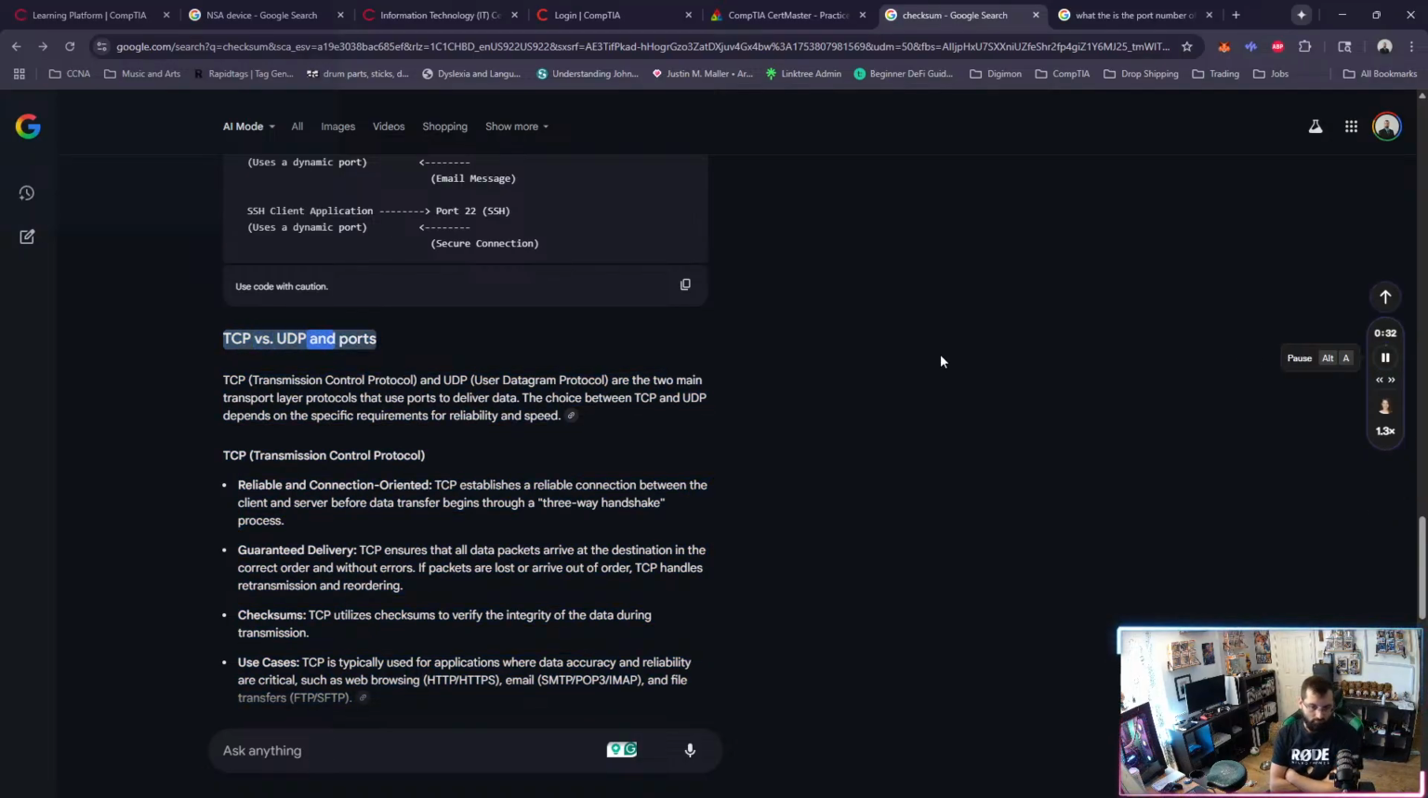TCP versus UDP and ports. TCP, Transmission Control Protocol, and UDP, User Datagram Protocol, are the two main transport layer protocols that use ports to deliver data. The choice between TCP and UDP depends on the specific requirements for reliability and speed.